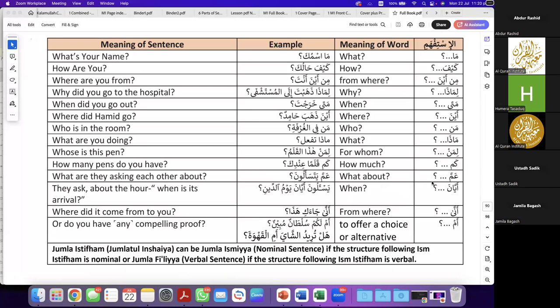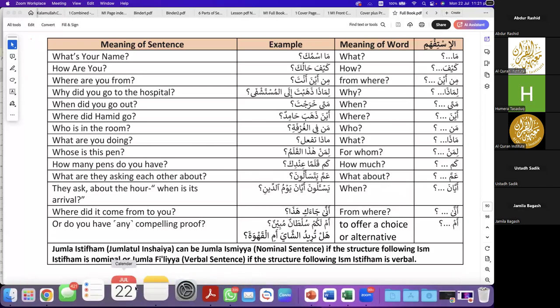Next one is liman, for whom. So we learned that man is who, liman is for whom. Again, know that this phrase is together; they're not separate words. You'll see a question used in the Quran, liman al-mulk, or here, liman hadha al-qalam.